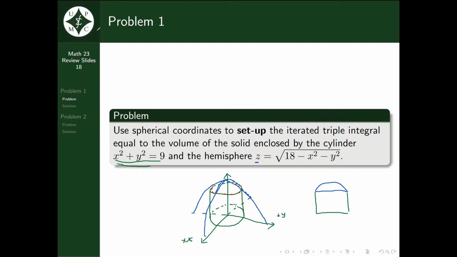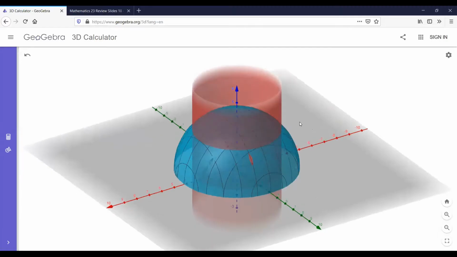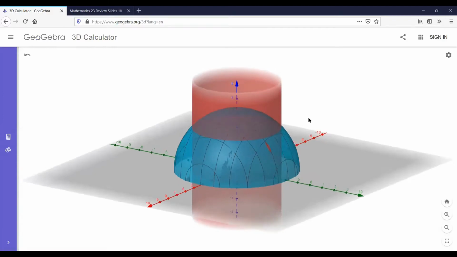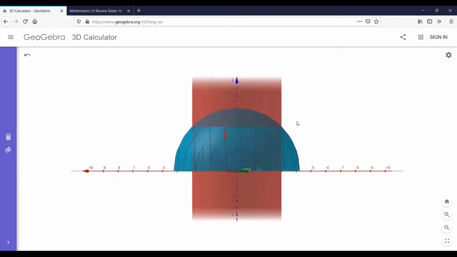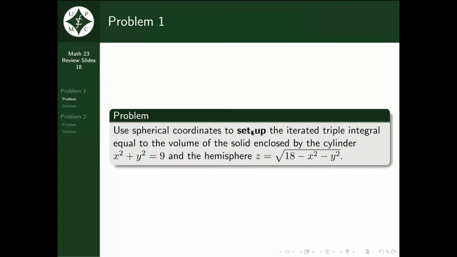To make it even more clear, I'll show you guys a graph. Here we're using GeoGebra's 3D plotter. As you can see, here's the hemisphere, and then there's the circular cylinder. If we orient it, if we project it sideways, you'll see that we need this shape over here, the one that's surrounded by the cylinder and the hemisphere. Okay, so now we know what our solid looks like.